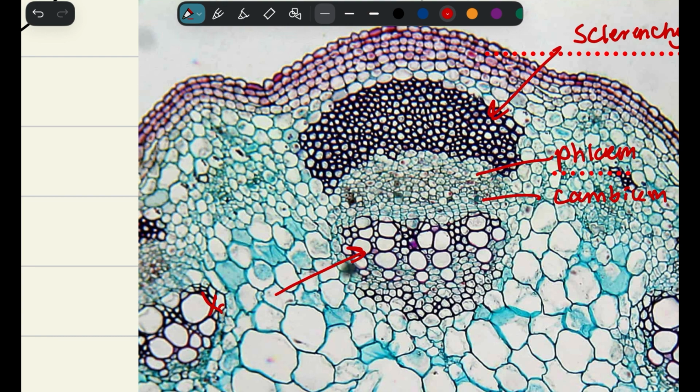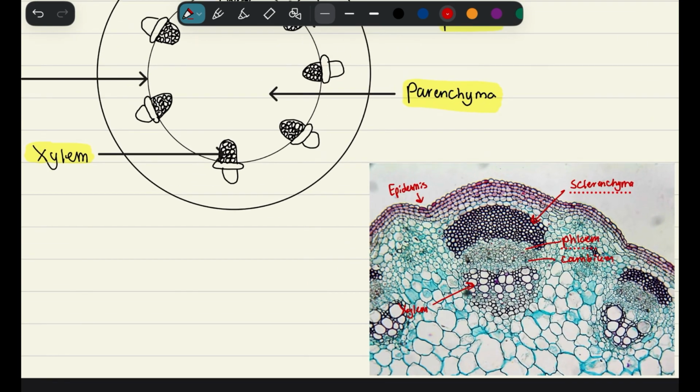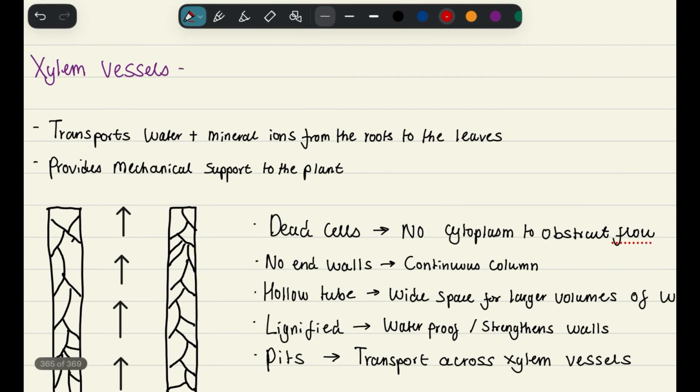So this is going to be your xylem. And then on the top here is your epidermis. So identifying this is really important for exams because it does come up quite a lot, especially in SNAB. So make sure that you are. Okay, so we're going to kick it off by talking about xylem vessels.